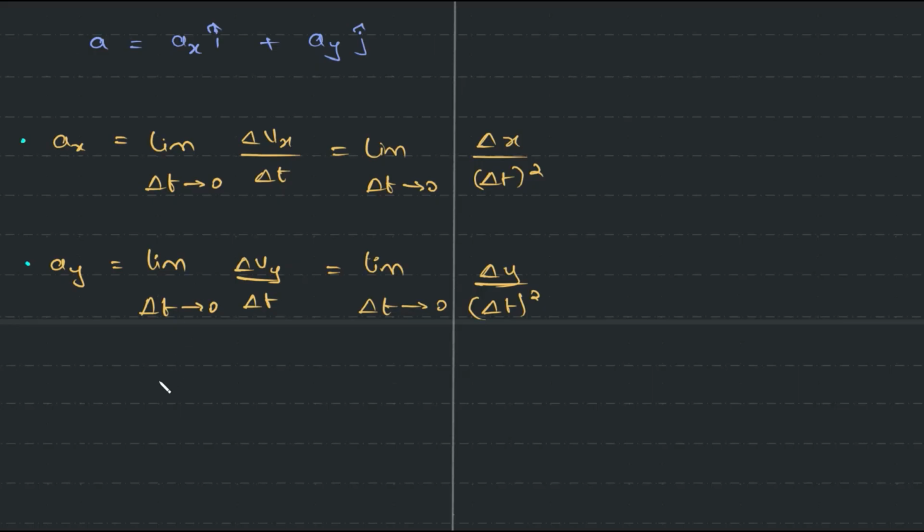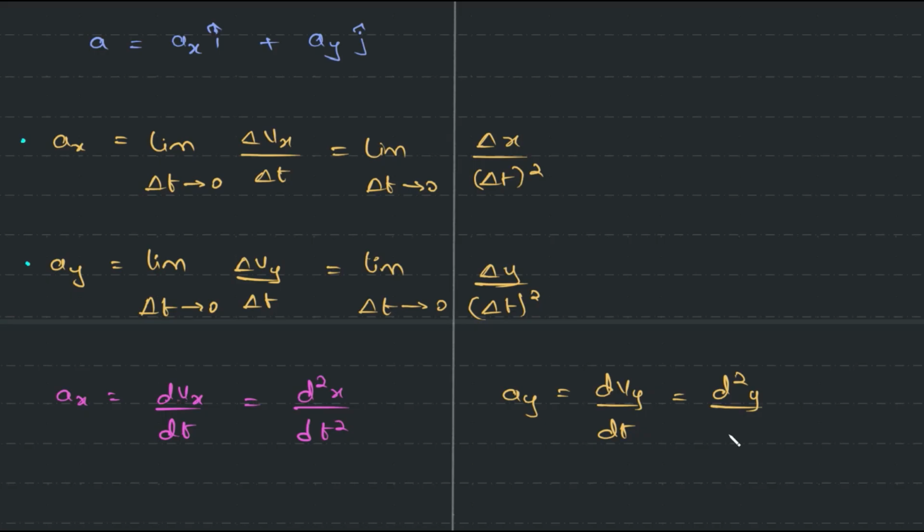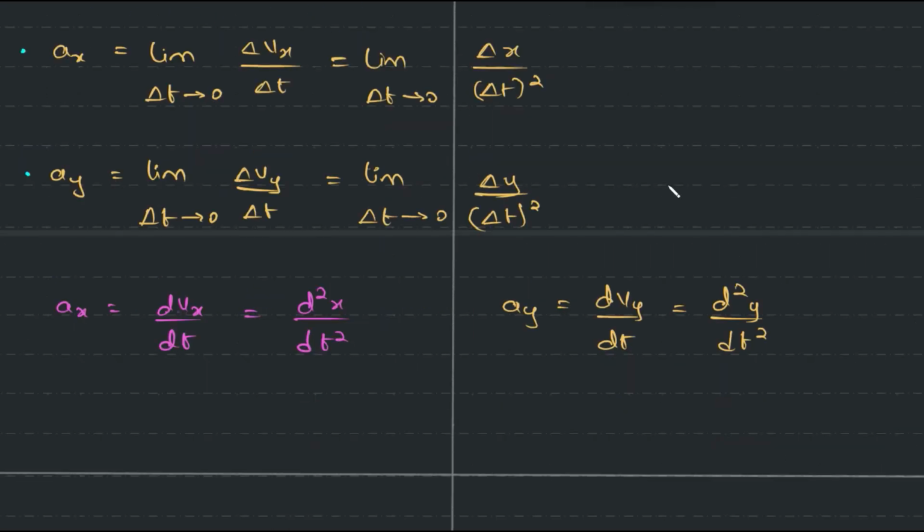Okay, let me change the representation over here. So basically ax will be equal to dvx by dt, that is the differentiation of velocity with respect to time, or double differentiation of displacement along the x-axis with respect to time, and ay is equal to dvy by dt or d square y by dt square, double differentiation, right guys? So that would be your representation, and we have an example.